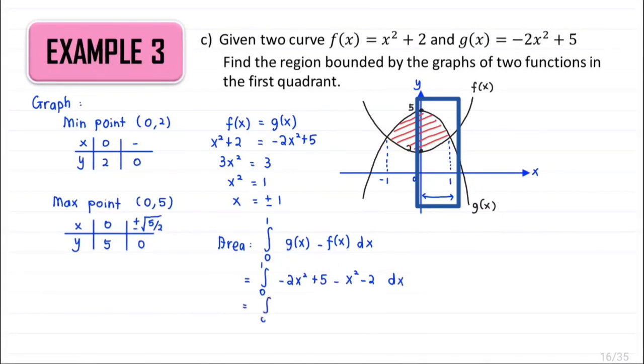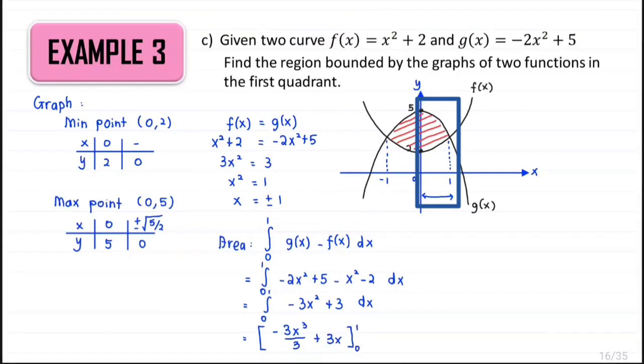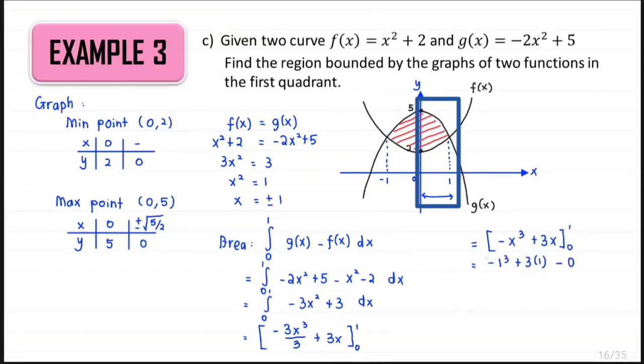Then we simplify. We get negative 3x squared plus 3. Then we integrate. We get negative 3x cubed over 3 plus 3x, from 0 to 1. Then we simplify. We get negative x cubed plus 3x, 0 to 1. Then we substitute values 1 and 0. So we get negative 1 cubed plus 3, minus 0. Then we solve. We get 2 unit square.